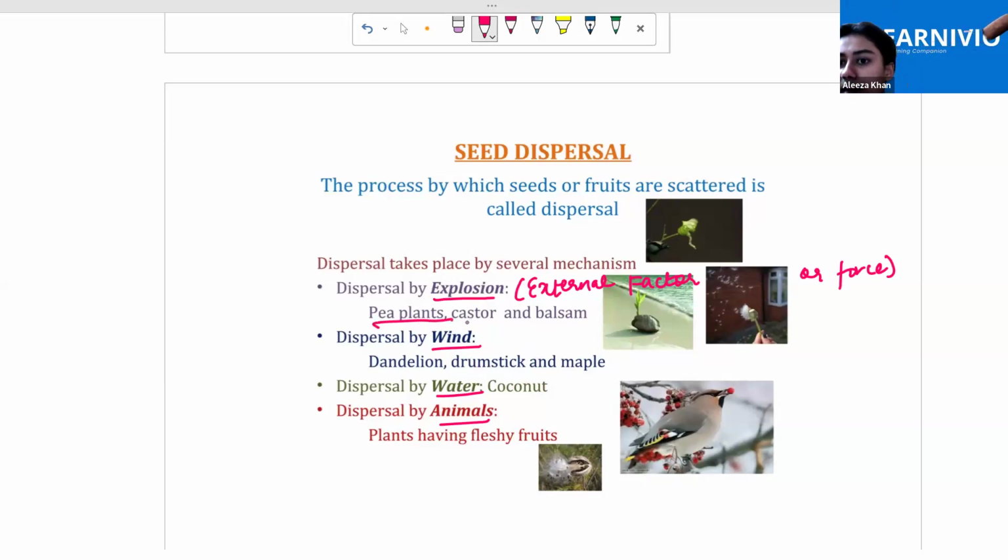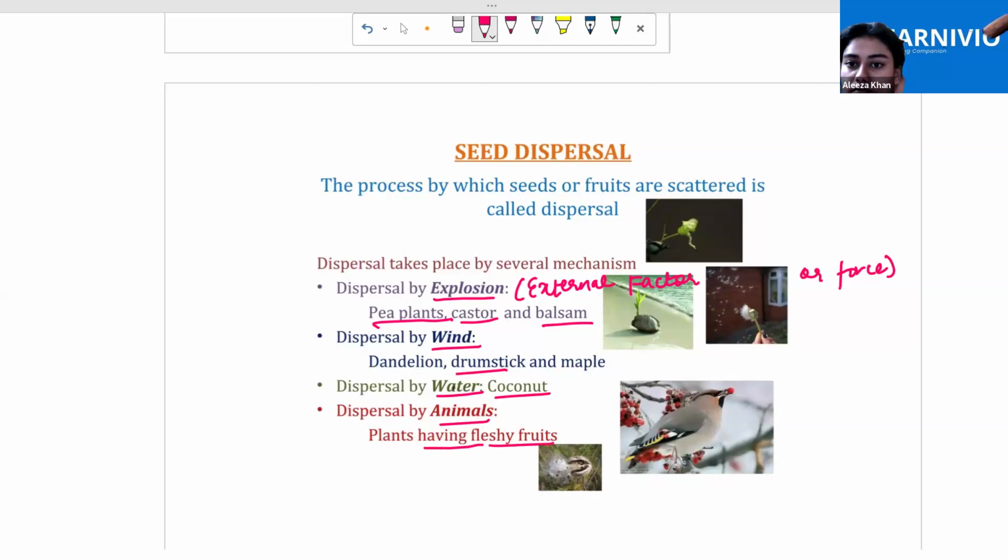In the case of pea plant, castor and balsam, you can only write the pea plant. Through the wind, it should be light in weight, so drumstick you can write. These kinds of seeds even have wing type structures. Yes, they sometimes have feathery structures also, so that they can be dispersed by the wind. And through the animals, having fleshy fruits. Fleshy fruits can be transferred by the animals.